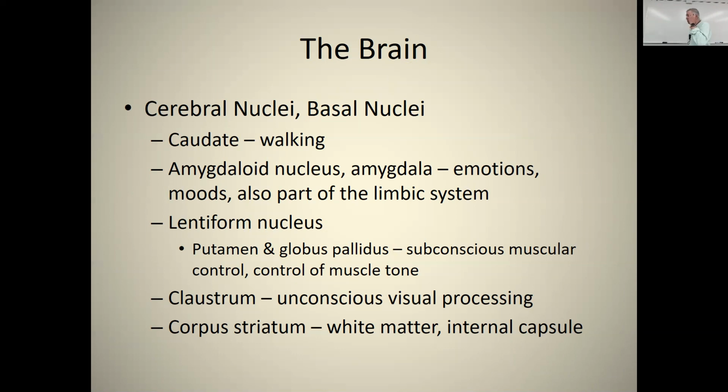Okay, lentiform nucleus, putamen and globus pallidus. You just need to know these names, and that they are part of the cerebral nuclei, and they are involved in coordinated motor control. Subconscious control of muscle tone. Remember what muscle tone is? We'll get into this in the muscle chapter later on in the semester. A motor program is sent out, really from the cerebellum, to the muscles. Even when muscles are not moving, they are being stimulated in an unconscious, random way.